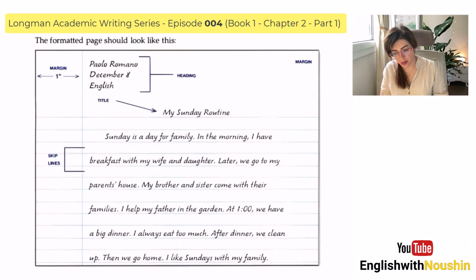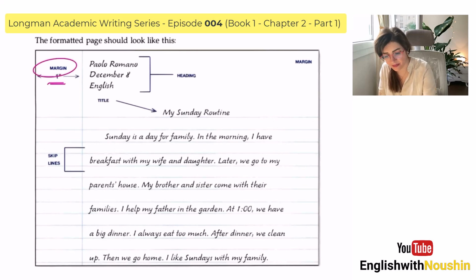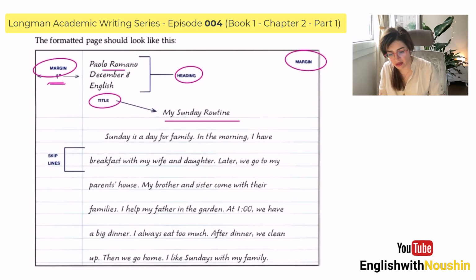Look at this example. It should look like this. So this is the margin. We have two margins. Then you have the heading, which was your name and date. And then you have the title, my Sunday routine. This is what I said about skipping lines. Nice and clear. You've got a nice full stop. You've got capital letters. Everything looks great.